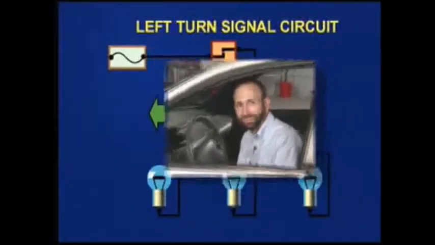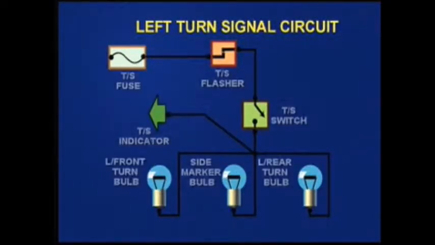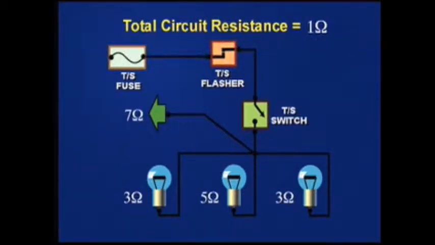Now, let's take a look at a conventional turn signal circuit to see how flasher operation is affected by a blown bulb. As the wiring diagram shows, the turn signal indicator, side marker light, and turn signal bulbs are wired in parallel. With the bulbs wired in this way, total circuit resistance is less than the resistance of any individual bulb. This is known as equivalent resistance.